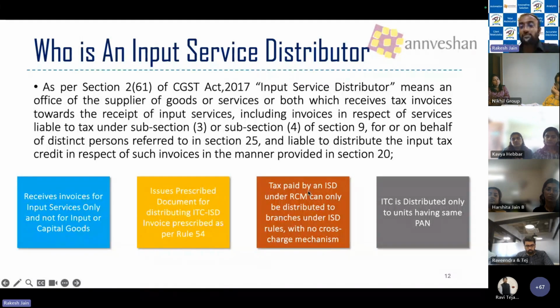Then tax paid by an ISD under reverse charge can only be distributed to branches under the ISD rule. Whatever RCM is paid by ISD, only those can be distributed. But no cross charge mechanism will be allowed from now on. ITC is distributed only to units having the same PAN. An ISD can only come in when there are branches registered under the same PAN.